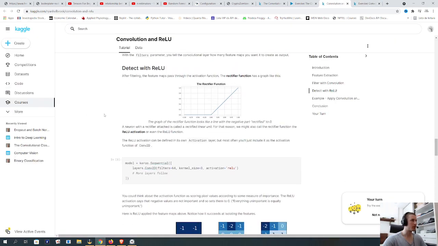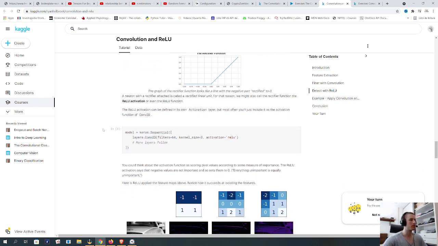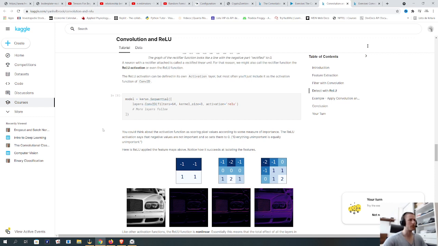Detect with ReLU. After filtering, the feature maps pass through the activation function. The rectifier function has a graph like this. A neuron with a rectifier attached is called a rectified linear unit. For that reason, we might also call the rectifier function the ReLU activation or the ReLU function. The ReLU function can be defined in its own activation layer, but most often you would just include it as the activation function of Conv2D.